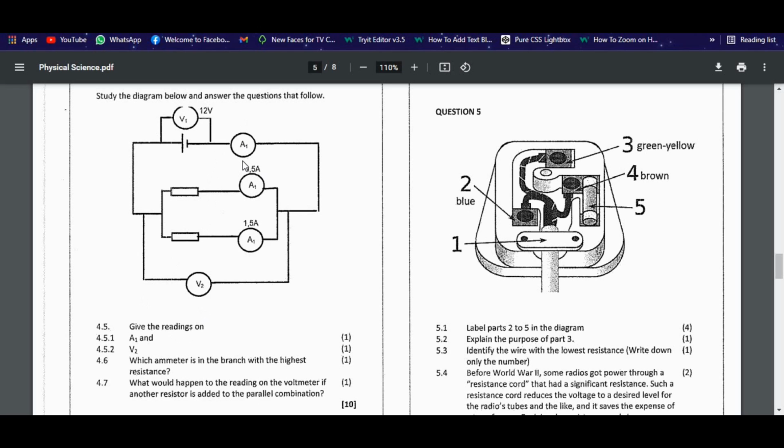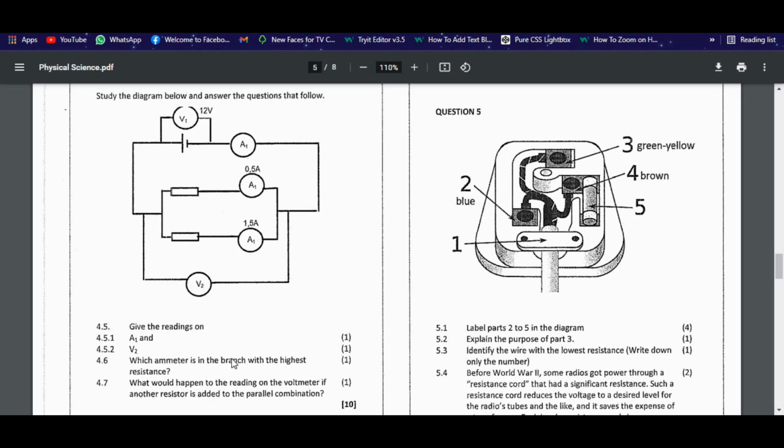Now we could do a whole mathematical approach to give the reading on V2, but it's only for 1 mark, so it shouldn't be any different. It should be the same. So voltmeter 2 would be the same as any spot across a parallel circuit, no matter if the current splits. So V2 should be equal to V1 here, which is 12 volts.